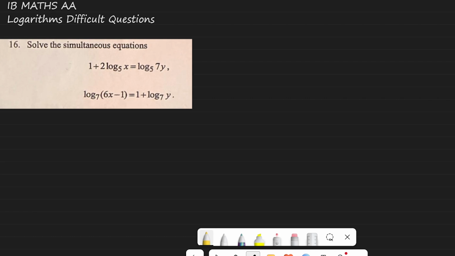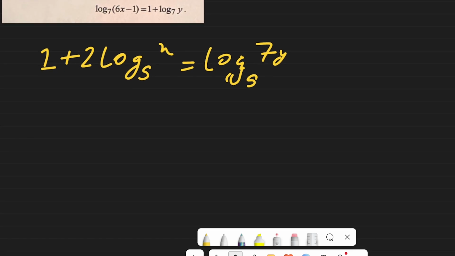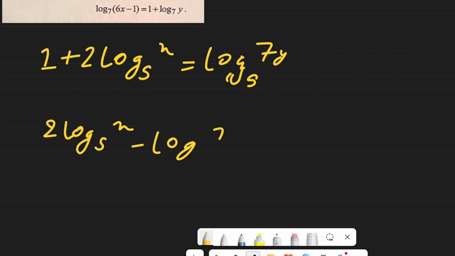Okay, so let's first pick up equation 1. So it would be 1 plus 2 log of x to the base 5 is equal to log of 7y to the base 5. I can see that the bases are equal over here. That means that they can be added or subtracted. So it would be 2 log 5x minus log 7y to the base 5 equals minus 1. I have brought this 1 over here.